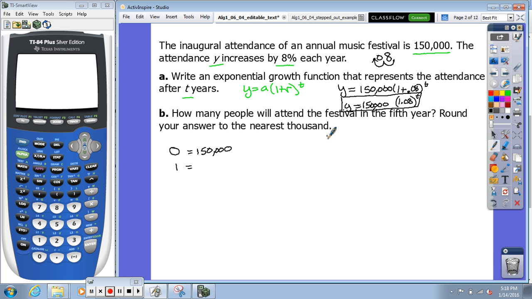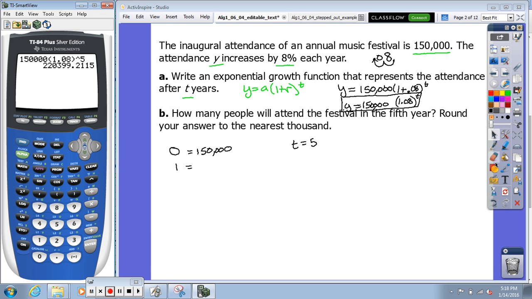So let's just make sure with our wording here. And this is what you would have if you type this into your calculator into y equals. You could come up with a table of all of these different values, or you could just type it straight into your calculator. So it says after t years. So the 5th year is 5 years. So we're going to plug in t equals 5. And we're going to have 150,000 times 1.08 to the 5th.